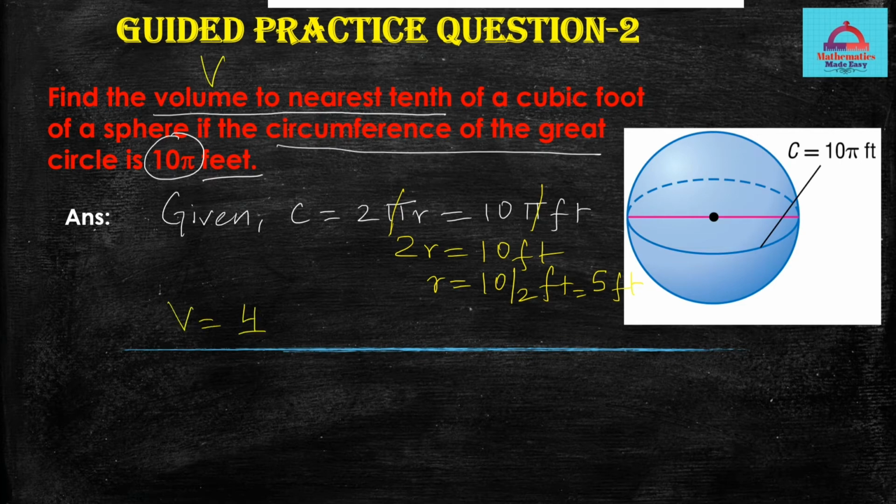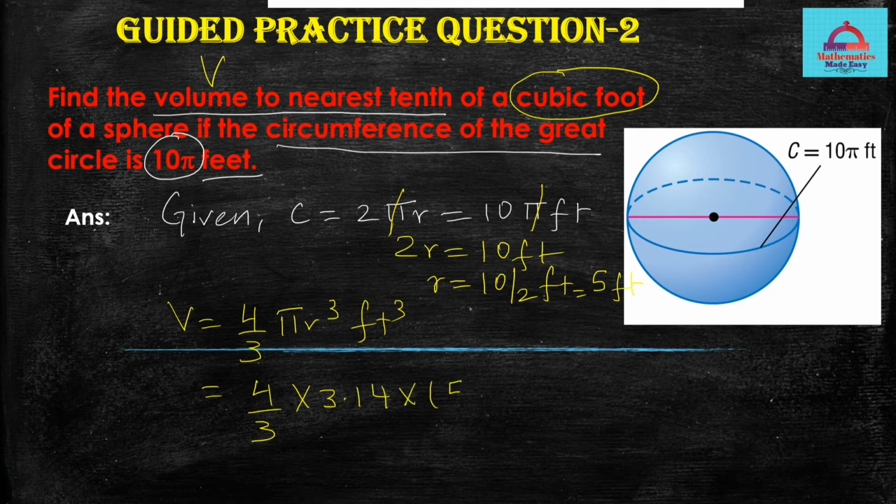So the formula is 4 by 3 pi r cube, and the unit, definitely, because the radius unit is feet, is going to be feet cube or cubic foot. Both are going to be the same thing. So let's substitute. 4 by 3, pi is 3.14, and your radius is 5 cubic foot. You can try that out if you don't remember. Multiply 5 three times. So 5 with 5 with 5 multiplied is going to give you 125 feet cube.